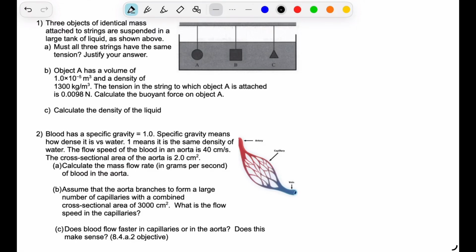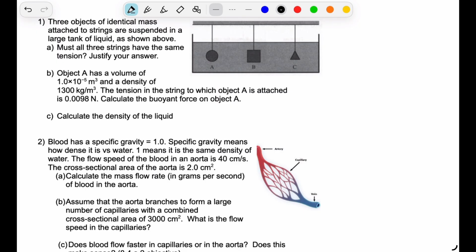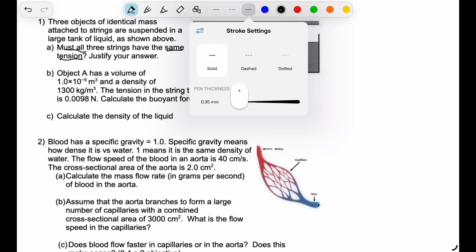In this video, we're going to be solving some problems for Fluids, Unit 8 in AP Physics 1. Three objects of identical mass attached to a string are suspended in a large tank of liquid as shown above. Must all 3 strings have the same tension? Justify your answer.